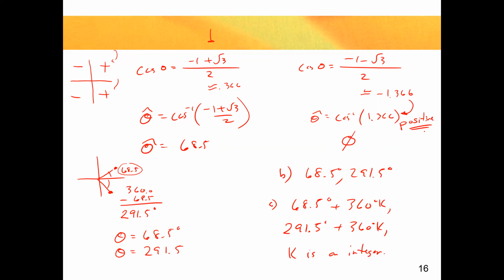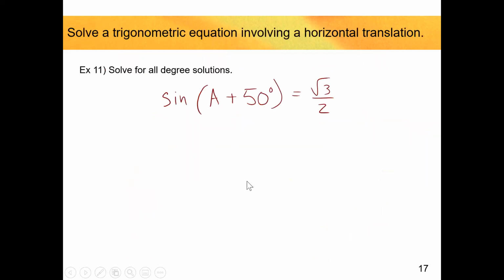All right, let's go with two more. This one is something called horizontal translation. Notice inside the value itself, you have a plus 50 degrees. You have all degree solutions, so we don't need to do an A and a B part. Just give me all of them.